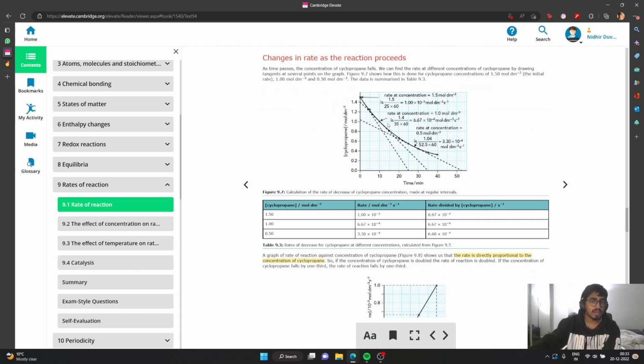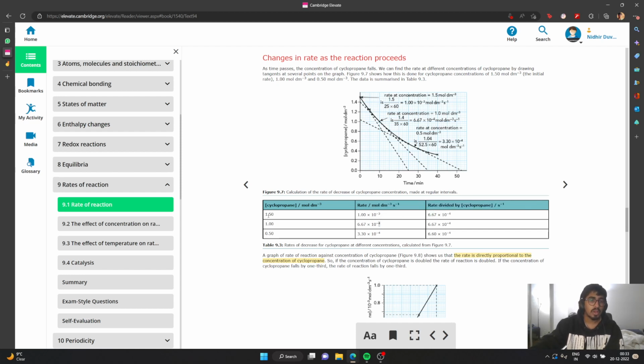Now, what they did was at every point, they found different rates, right? So this is the rate. The rates, as you see, are decreasing. The reason we know that it is decreasing is 10 power minus 3 has gone to 10 power minus 4. That means it's a smaller number, right?